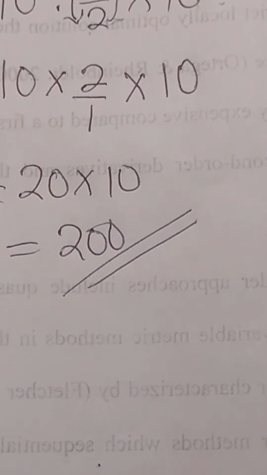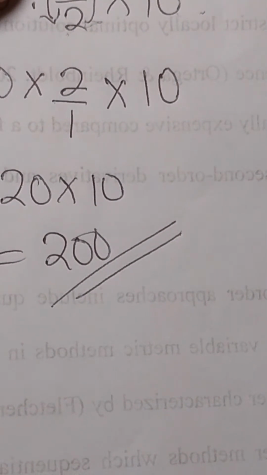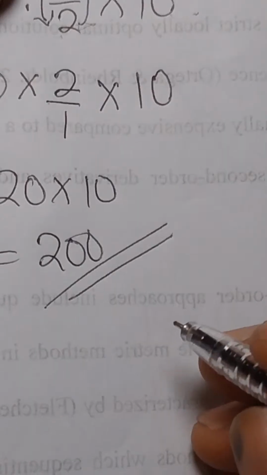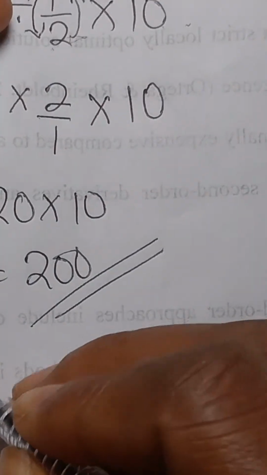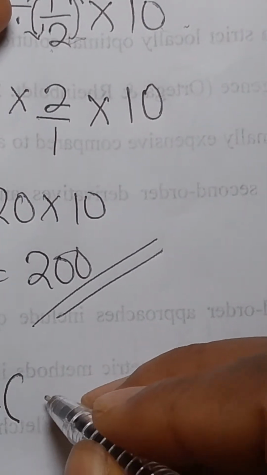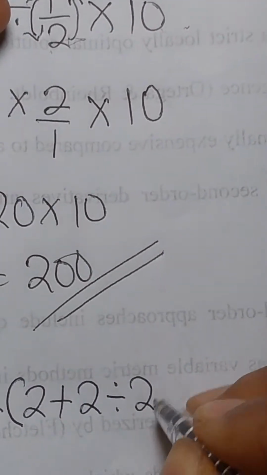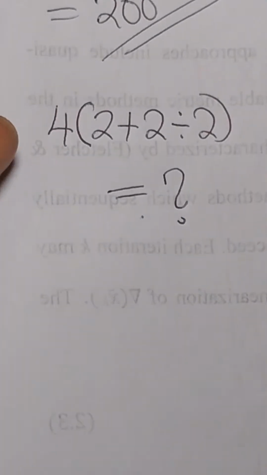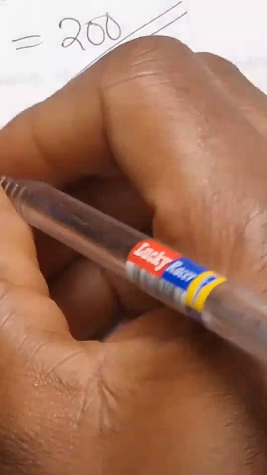We have 4 brackets 2 plus 2 divided by 2 is equal to what? All right, so this is the question. So this is question number what? Let me check. Question number 13.